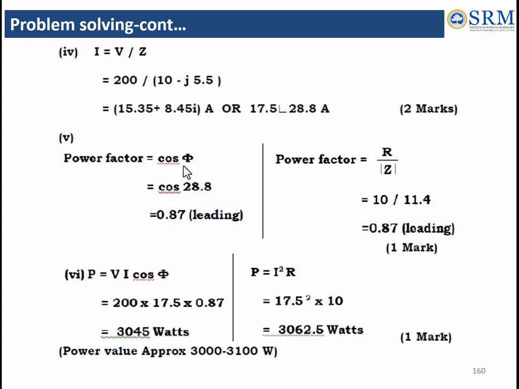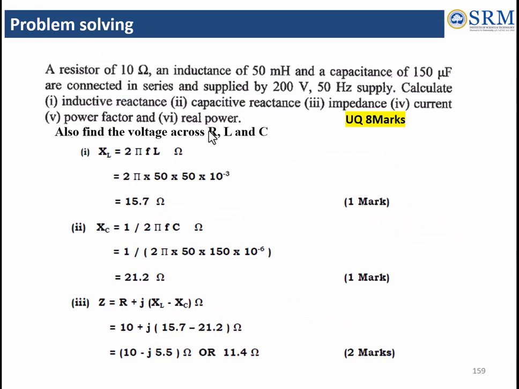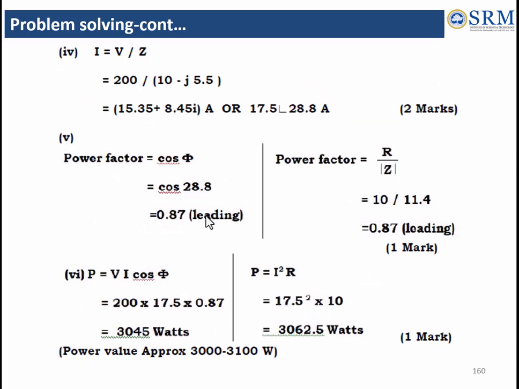Power factor is cos psi. What is the angle that we have found earlier? The angle between the voltage and current is 28.8 degrees, so that we can substitute and find. How are we writing it as a leading power factor? Because of this, the capacitive reactance XC is more, right? So it's a leading power factor.